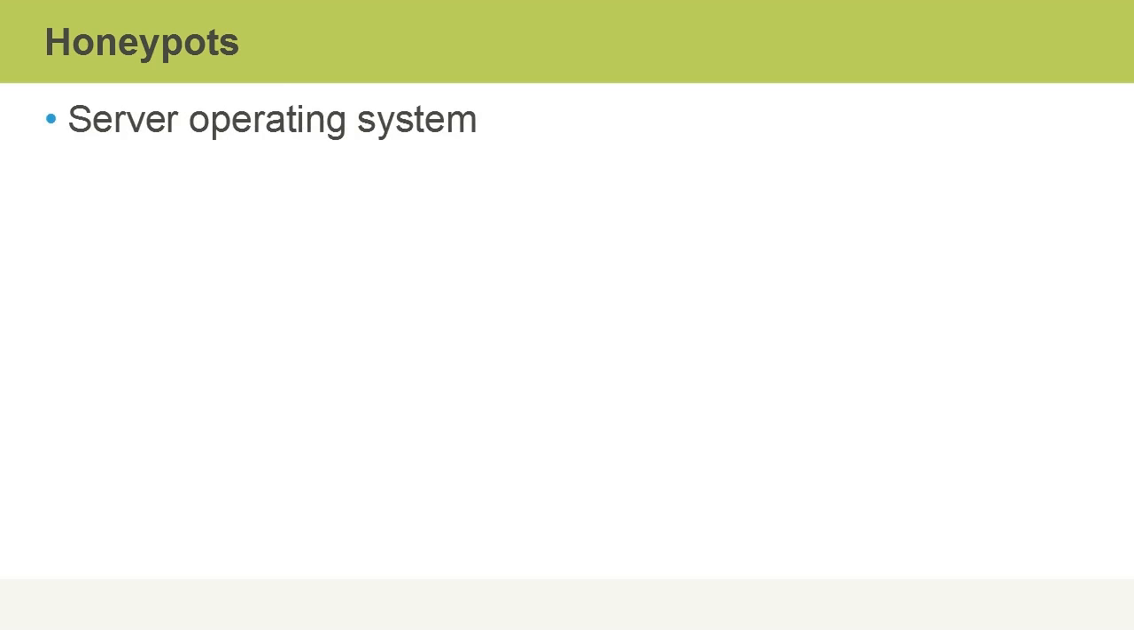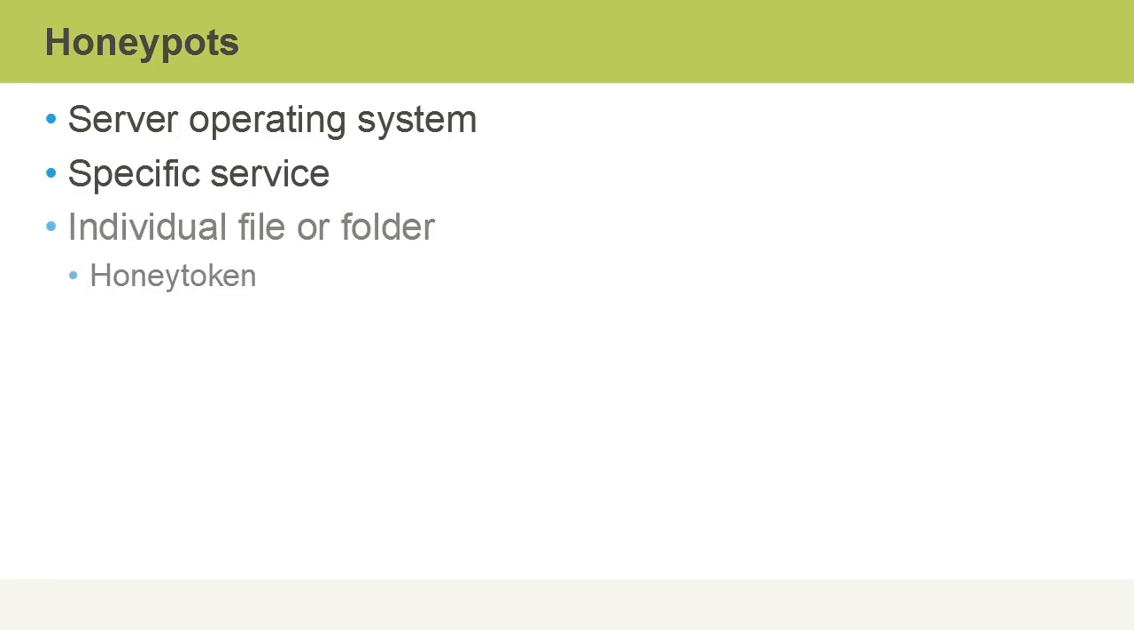Honeypots come in various forms and apply to different levels. We could have an entire server operating system being configured as a honeypot so we can track malicious activity against it, or we could have a honeypot for a specific service, such as a vulnerable HTTP web service, or we could have a honeypot for an individual file or folder, in which case it's called a honey token.